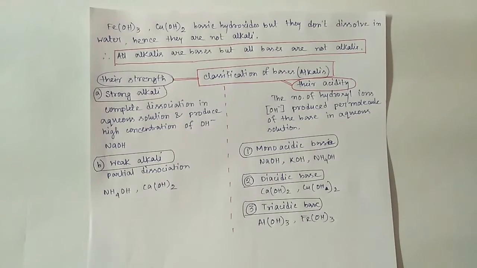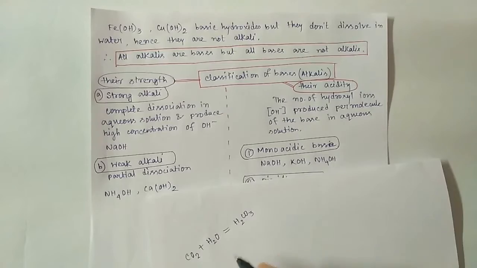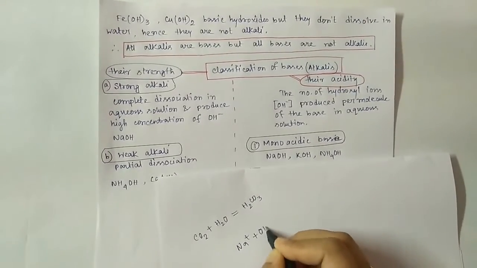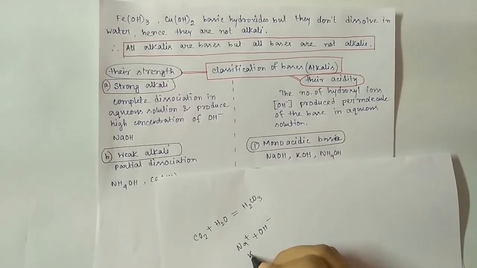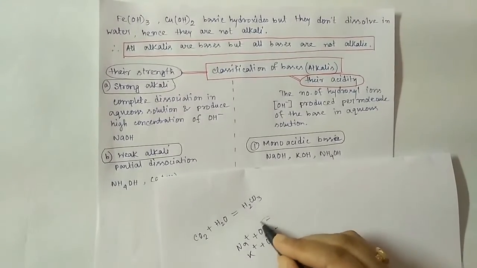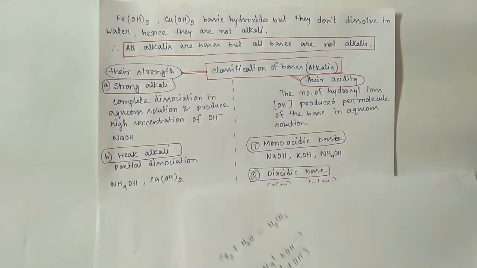For example, NaOH, KOH and NH4OH. If they dissociate in aqueous medium, they will produce Na plus plus OH minus. Similarly, K plus plus OH minus. That means that they are producing only one hydroxyl ion. That is why they are monoacidic bases.